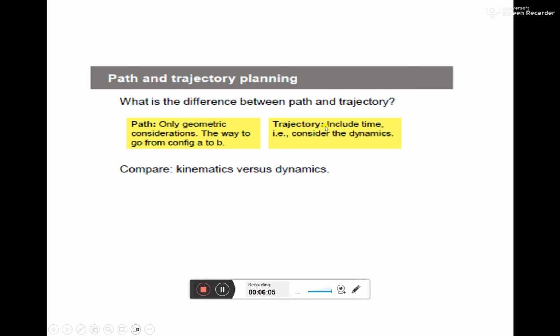But in trajectory planning, we have to make the robot manipulator perform the task within a certain time. So where you are planning to make the robotic manipulator move from one position to another via intermediate points within the specified time, that comes under trajectory planning.